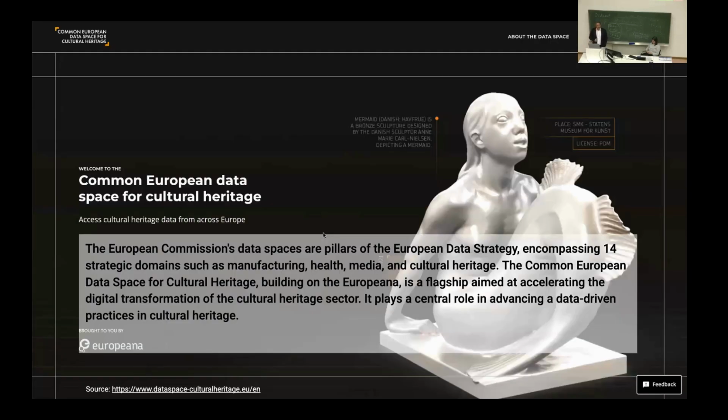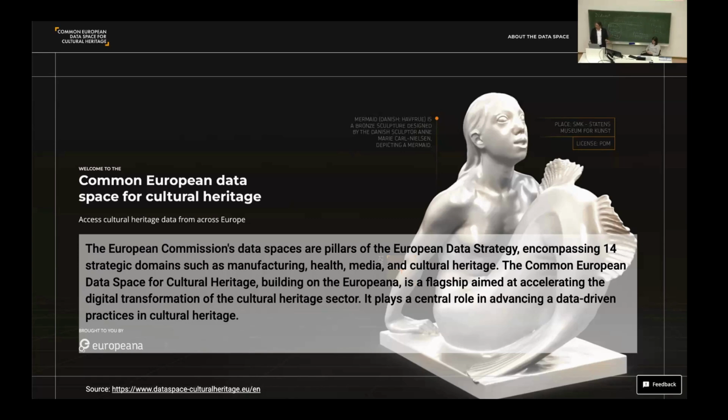There is, by the way, I don't know if you have heard that, since a few years, the Common European Data Space for Cultural Heritage, which is more of a strategy pillar. It's one of 14 European so-called data spaces. We'll not go into depth, but for me, it's important that you get that whole wealth of things that we have around in Europe at the moment.